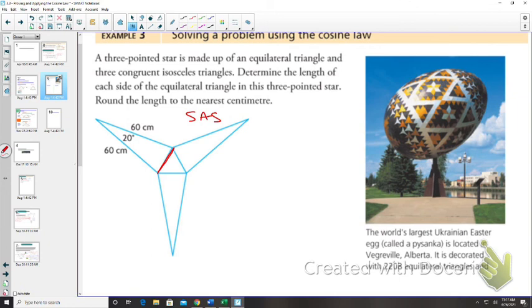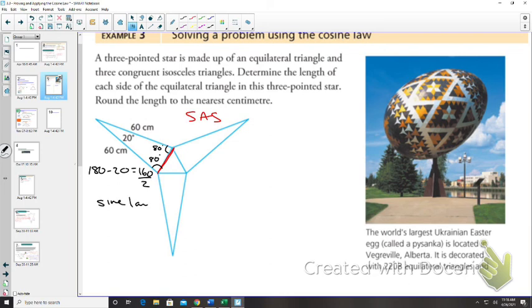Good job, Cody. You're totally right, and you could use the cosine law here. You could also use the sine law here. We're not done with the sine law. So if this is 20 degrees here, then these angles are 180 minus 20, which is 160, divided by 2. These are 80 degrees, 80 apiece. So if you found those, you could use the sine law, but we don't really want to.